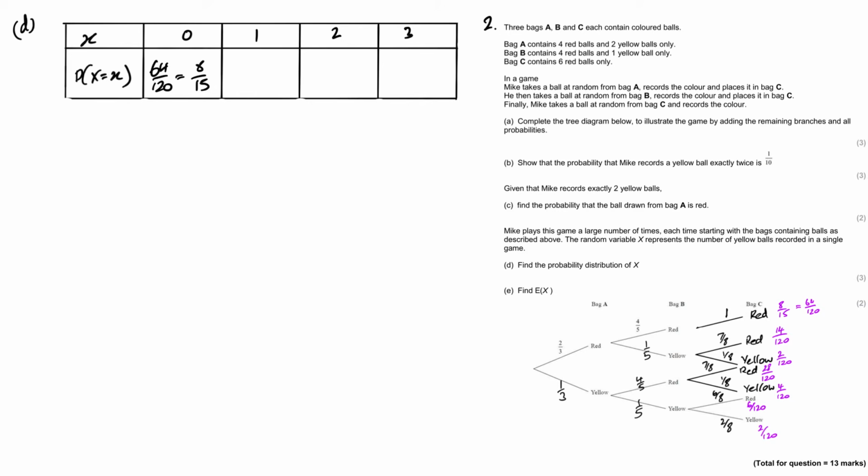Now, 1 yellow means we go red, red, yellow, which isn't a scenario, is it? Okay, but we can go red, yellow, red. So that's one possibility. So let's go like 1 yellow. So that could be red, yellow, red.